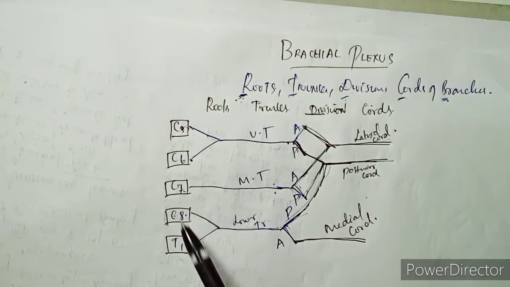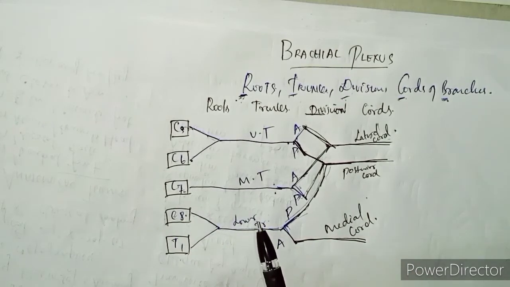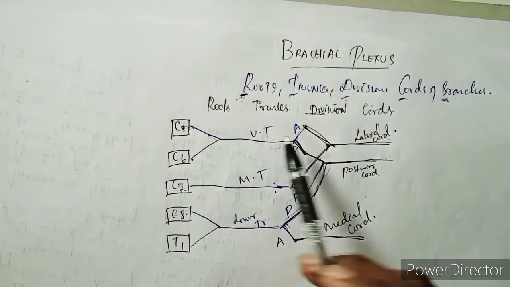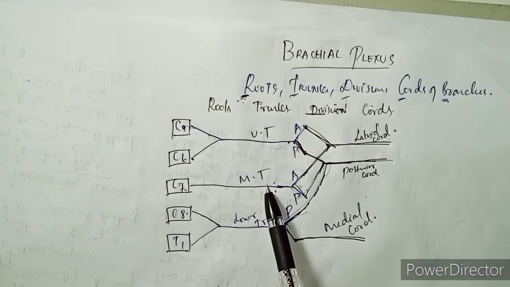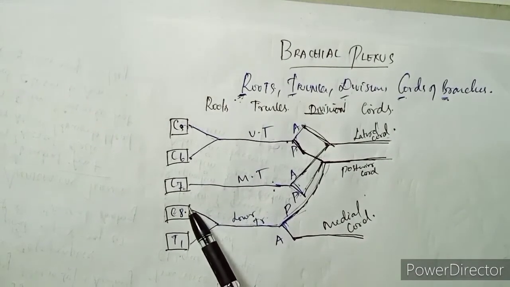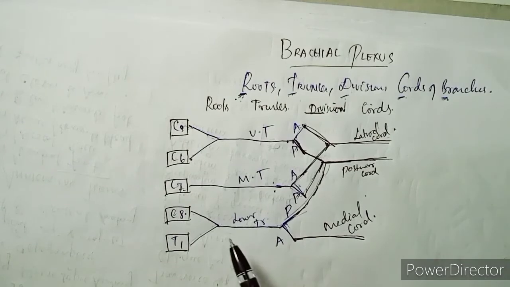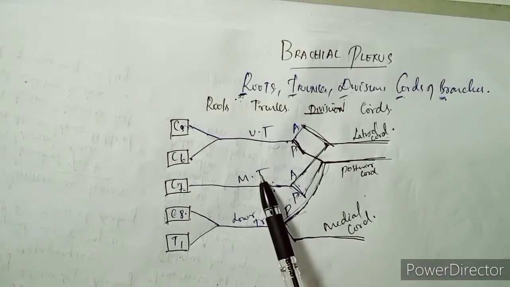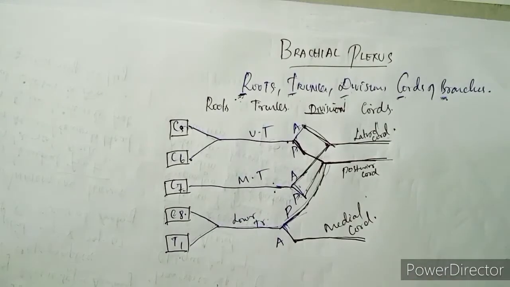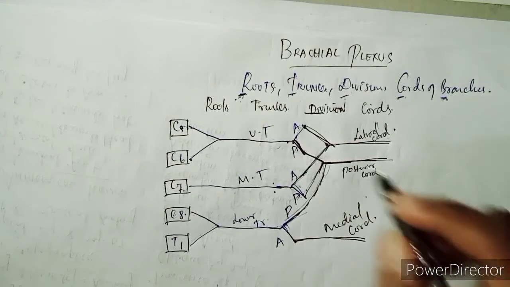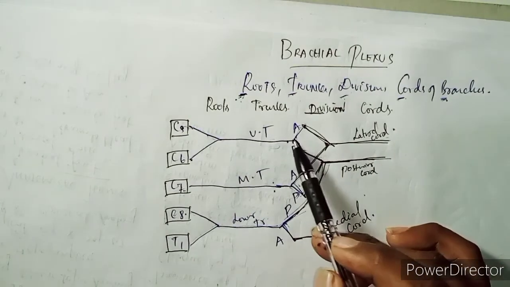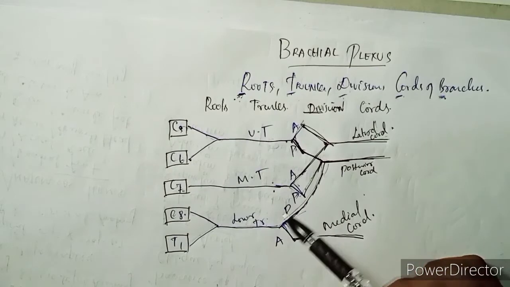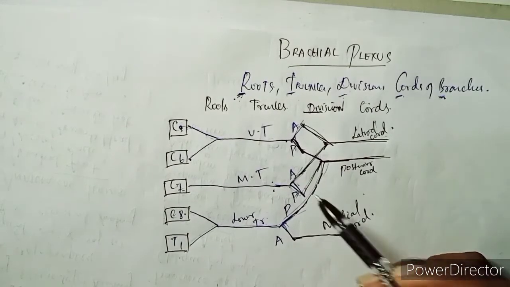Let's do a quick revision. C5, C6, C7, C8 and T1. C5 and C6 spinal nerves unite to form the upper trunk. C7 alone forms the middle trunk. And then again C8 and T1 spinal nerves unite to form the lower trunk. We have seen the upper, middle and lower trunks. Each trunk gives two divisions, anterior and posterior. We have anterior and posterior divisions in the upper trunk, as well as in the middle and lower trunks.